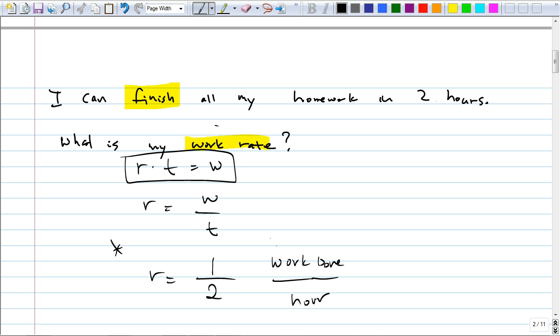Yes? You could keep going and so forth. So the easiest way to find the work rate is work done over time. And it's nice when work done is equal to 1, because it makes it so much easier, right? Because you don't have to simplify the fraction and so forth. Does that make sense? So let's look at our first example, okay?